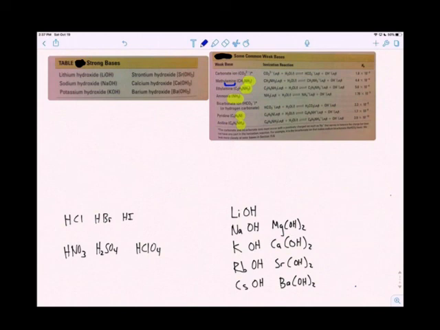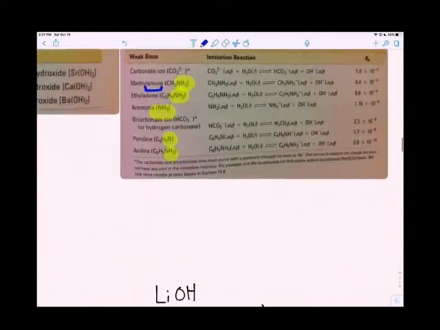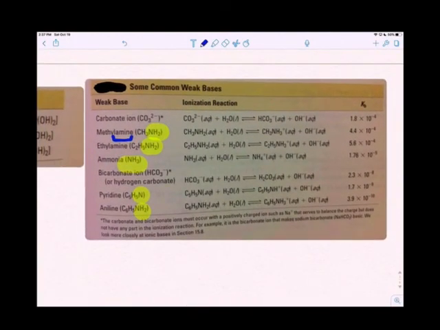So here are some weak bases. Everything else is a weak base. So conjugate bases like the carbonate anion. And notice the word amine. Amines have nitrogens in them. So once you hear the word amine, it's a nitrogen-containing organic compound, and organic means carbon-containing.